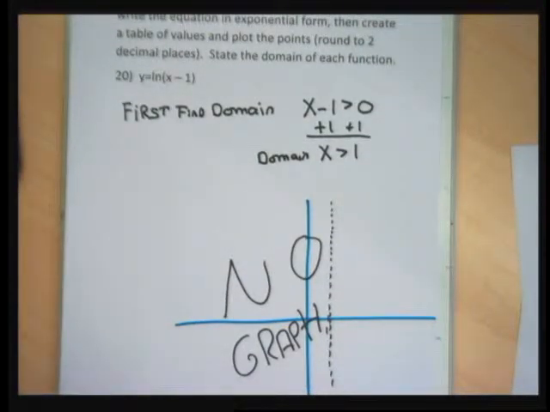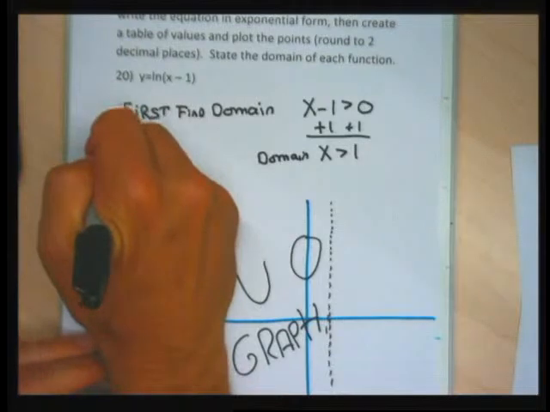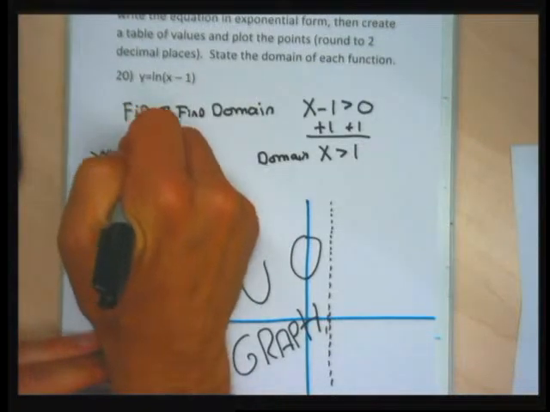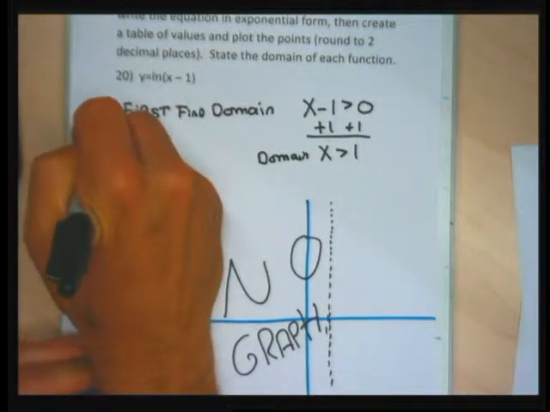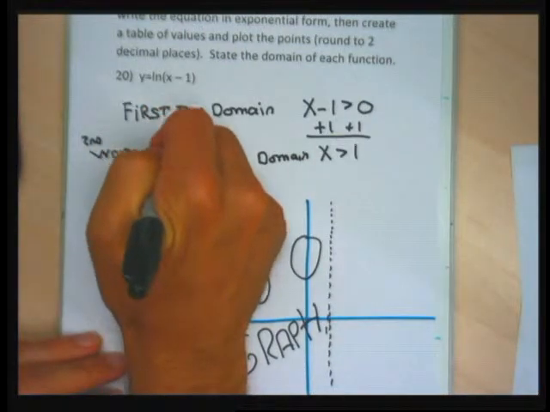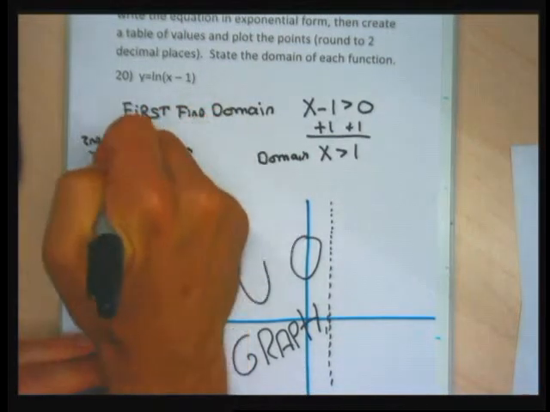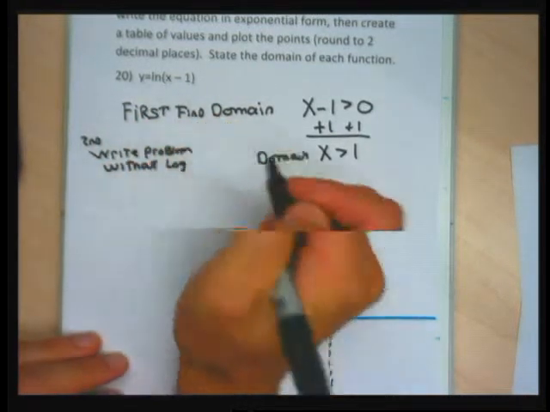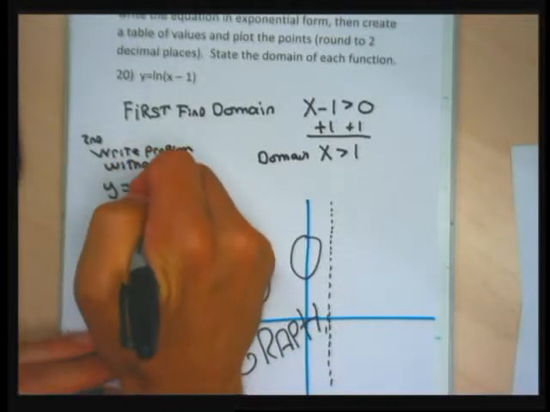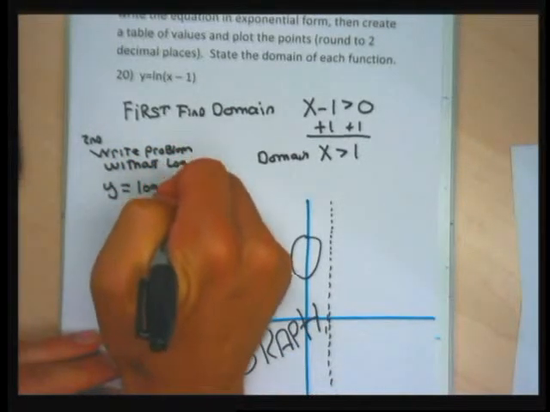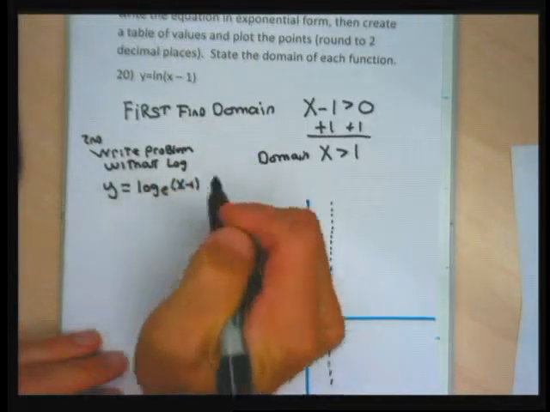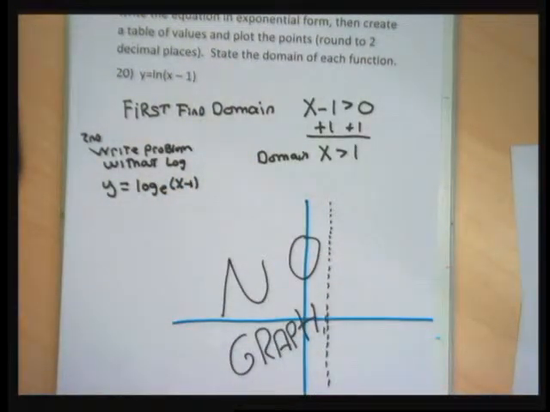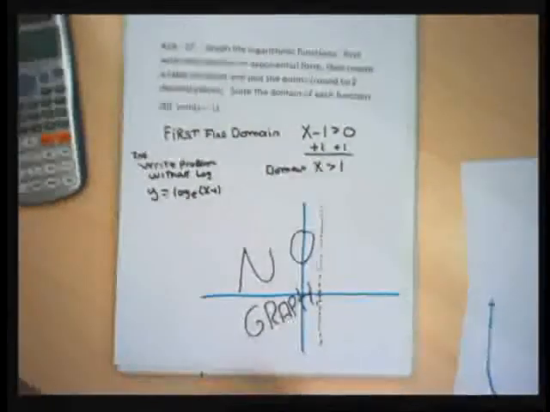The nice thing about logarithms is I use the same table, but before I get ready for table mode, I need to write the problem without the logarithm. So first I did my table, and then second, I write the problem without the logarithm. And to do that, I need to use the equivalent form of the log base e, because I need to see the base when I write a problem without a logarithm.